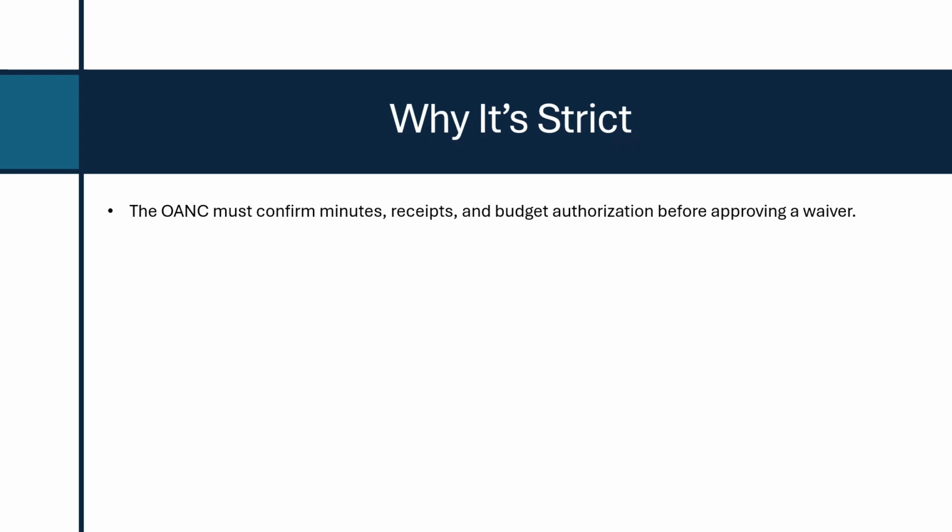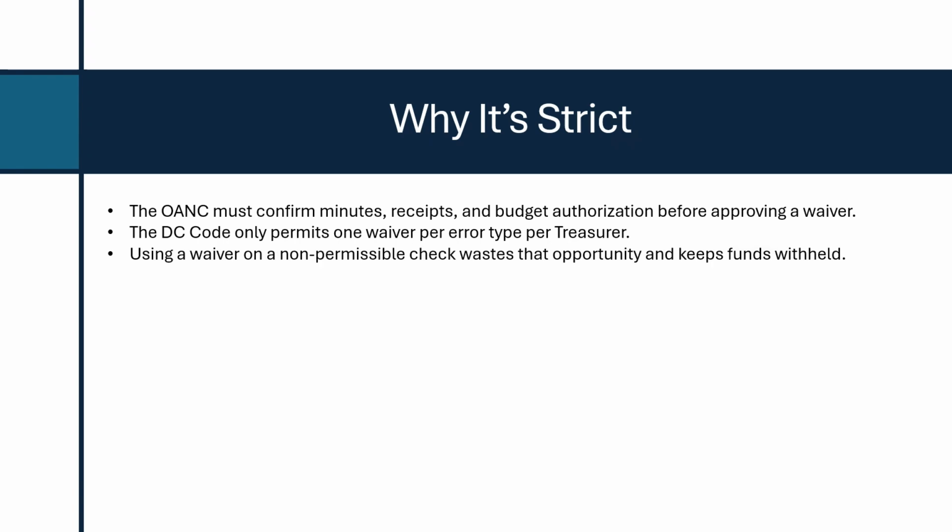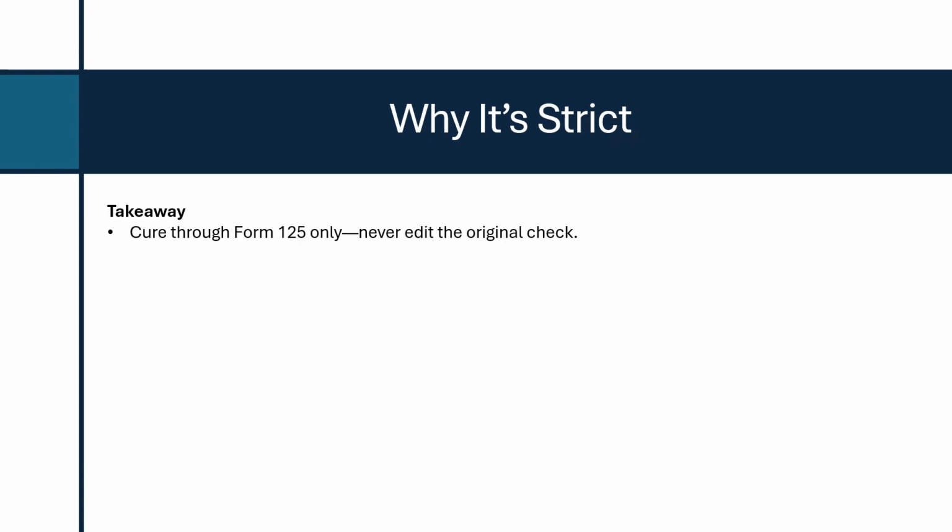Why it's strict? The OANC must confirm minutes, receipts, and budget authorization before approving a waiver. The DC Code only permits 1 waiver per error type per treasurer. Using a waiver on a non-permissible check wastes that opportunity and keeps funds withheld. Here's the takeaway. Cure through Form 125 only. Never edit the original check.